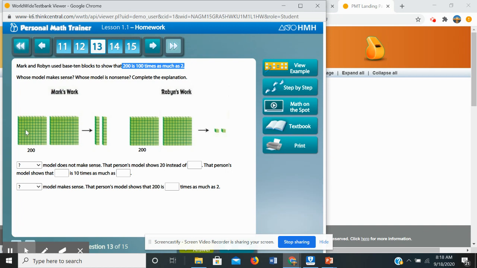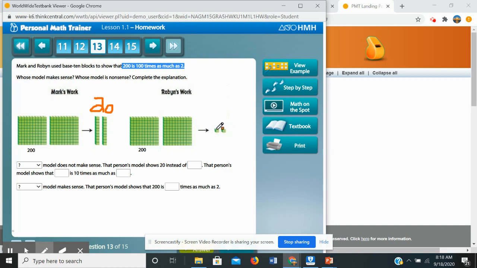So first thing I see, Mark has 200 and Robin has 200. So they both got the answer of 200 correct. They modeled it correctly. Now let's see whose is representing 100 times as much as 2. So over here I see Mark. Mark right now, I'll draw it for you. He has a 10, he has a 10. He has 20. He made 20.